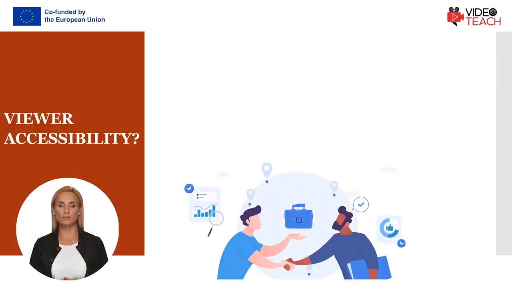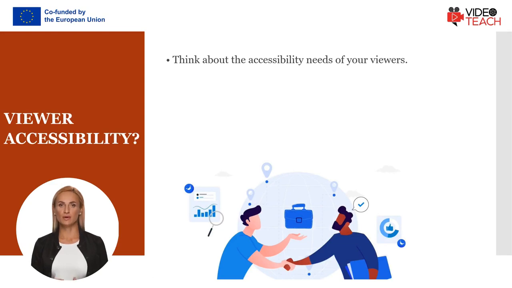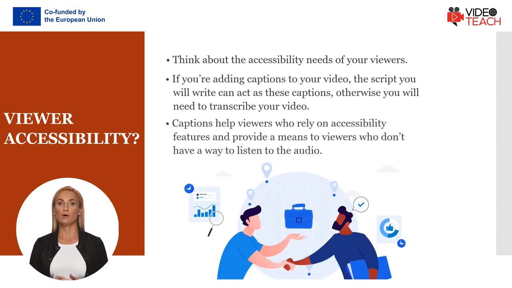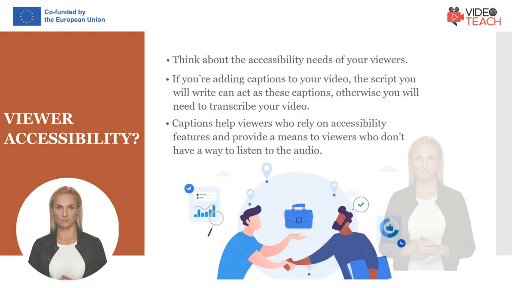One more thing to think about is whether or not there are accessibility needs for your viewers. If you're planning on adding captions to your video, the script you will write before filming can act as these captions. If you're not writing a script, then you will need to transcribe your video. Captions help viewers who rely on accessibility features, as well as provide a means to viewers who don't have a way to listen to the audio to receive the information in the video.